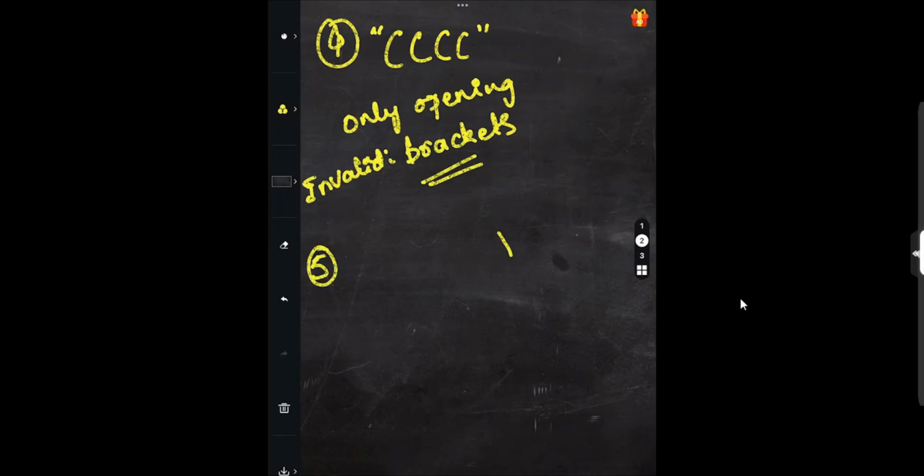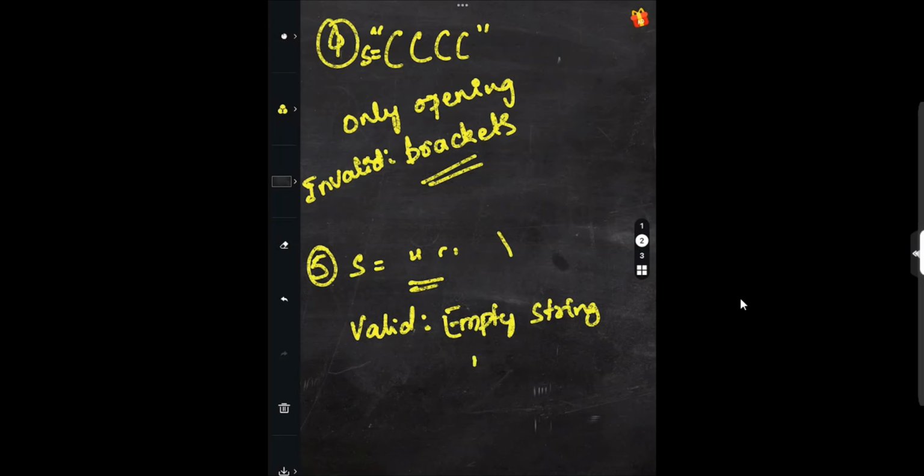So let's go with the final edge case, the fifth one. Let's go with the empty string. Let me consider s equals an empty string. This is valid here. Why? Because an empty string is considered valid always. Empty string is always valid. So these are the five edge cases.